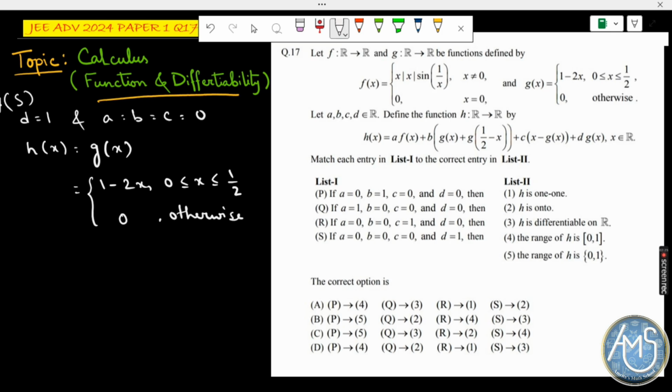So let's draw the picture first. From 0 to half, it is a straight line. So if x is 0, then the value is 1. So let's say here it is 1. And if x is half, then it is 0 again. So let's say here we have half, then it passes like this, and then it goes 0, and at 1 it is closed, but here it will be open. So on the left side also the value is 0.